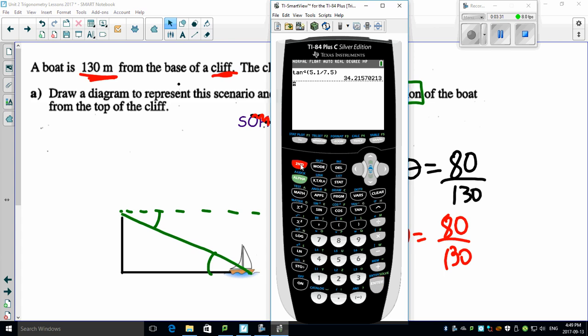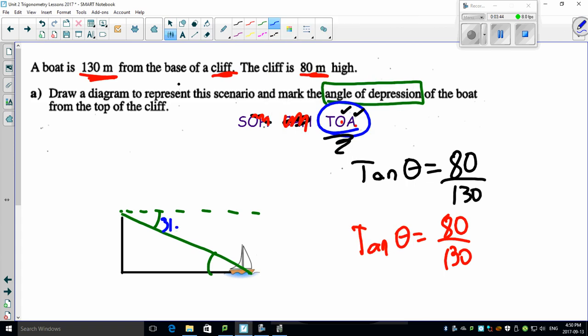Inverse tan, second tan of 80 over 130. Close the bracket, hit enter, and I got 31.6 degrees. So that's 31.6. That's your angle of depression.